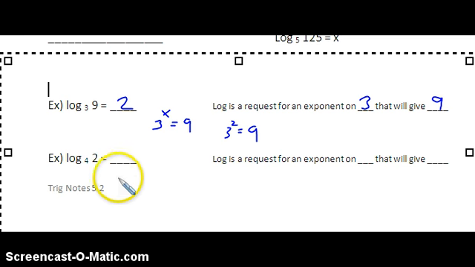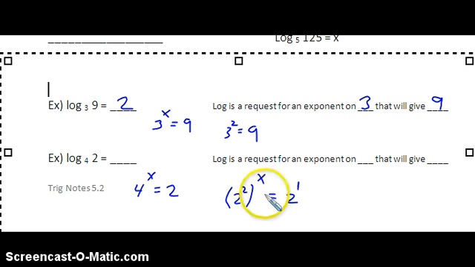Looking at the next one, it's asking log base 4 of 2 is equal to what? We don't know. So writing in exponential form, 4 raised to some power has to be equal to 2. The best way to solve this is to make my bases the same. Since this is a base of 2 already, I could write 4 as 2 squared. So I could say 2 squared raised to some power x has to be equal to 2 raised to the first power.